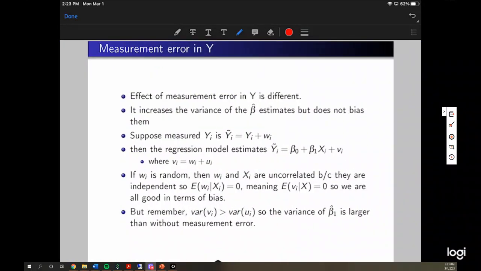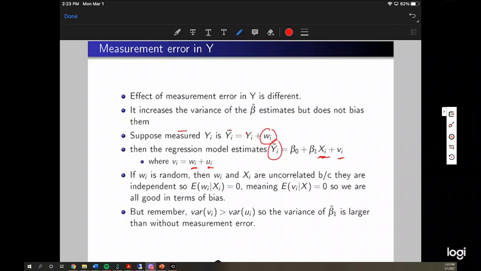What if there's measurement error in y, the dependent variable? In that case, we're a little better off. It increases the variance of the beta hat estimates, but does not bias them. Let's see this with an example. Suppose measured yi, y wiggle, is equal to the true value yi plus some random error component wi. Then the regression model estimates y wiggle, our data, as a function of x plus v, where v is equal to the random error component plus the real error component from our regression model.